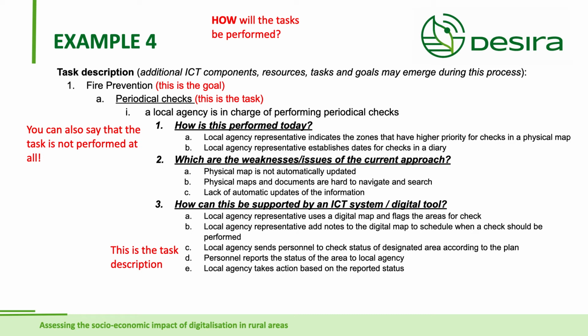This can be done with a local agency representative that uses a digital map and flags the areas for check. Then, the representative adds notes to the digital map to schedule when a check should be performed. Then the local agency sends personnel to check the status of certain areas according to the plan. The personnel reports the status of the area to the local agency, and finally the local agency takes action based on the reported status.